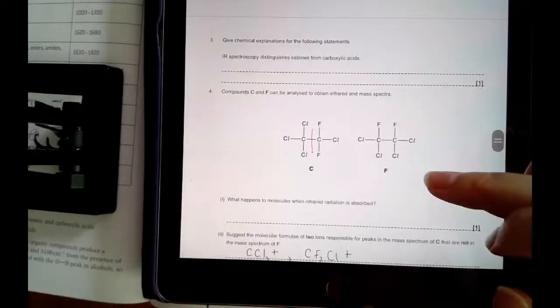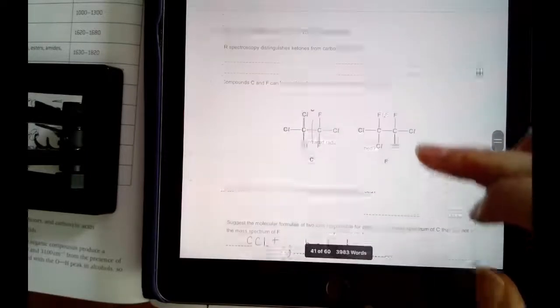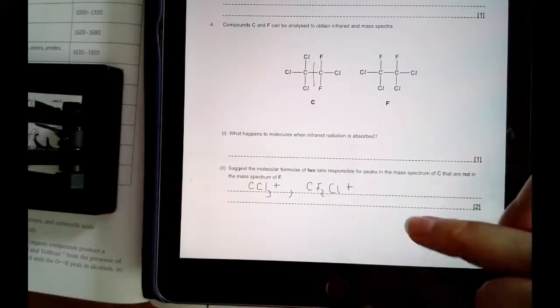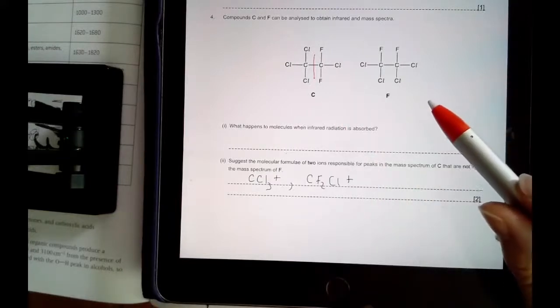So 3 and 4, you can get the answers straight from the mark scheme. There's nothing difficult there, just pay attention to what's required. For part 2 though, they ask you to suggest the molecular formula of 2 ions responsible for peaks from C that you don't get in F.